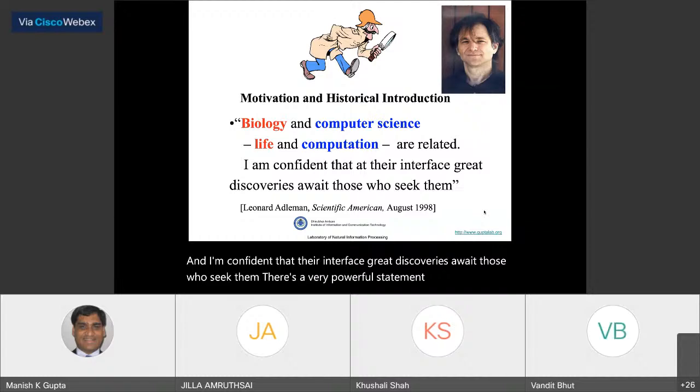In fact, there are mathematicians like Gregory Chaitin, who has said that the entire ICT, whatever you are learning in computer science or in communication, is a subset of biology only. Either that concept is already there in biology, or it is yet to be discovered. So that's why biology is very rich.